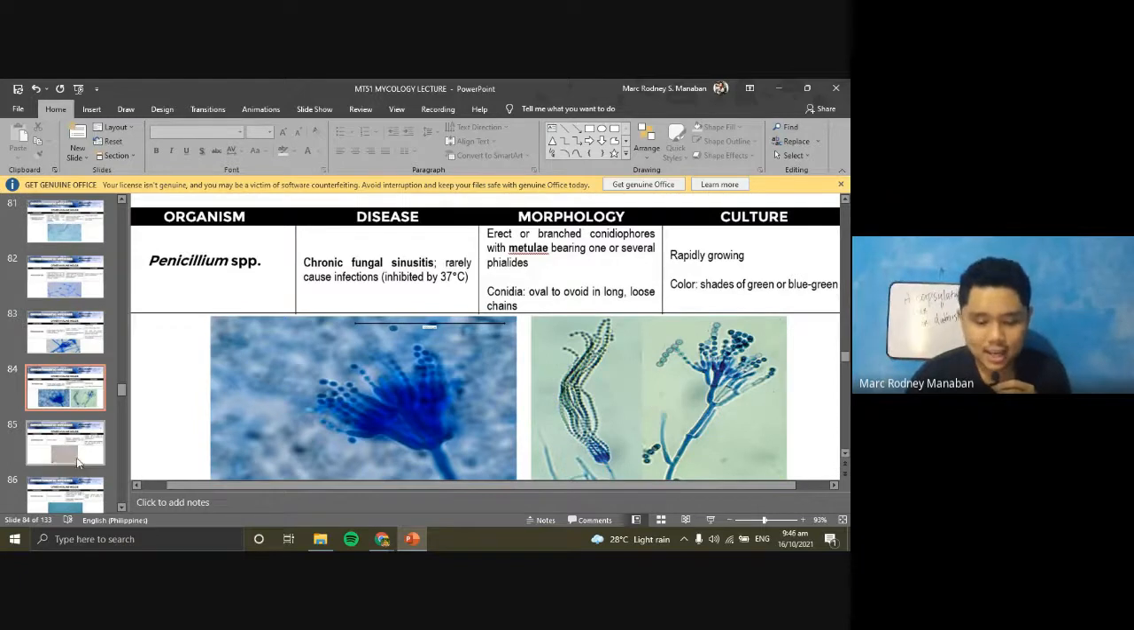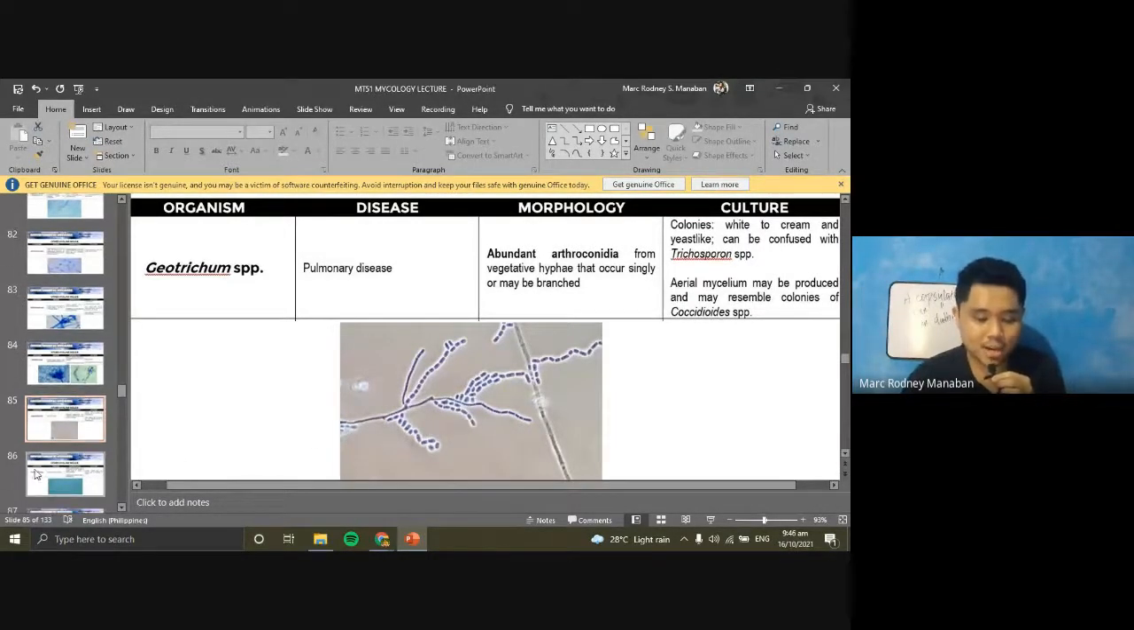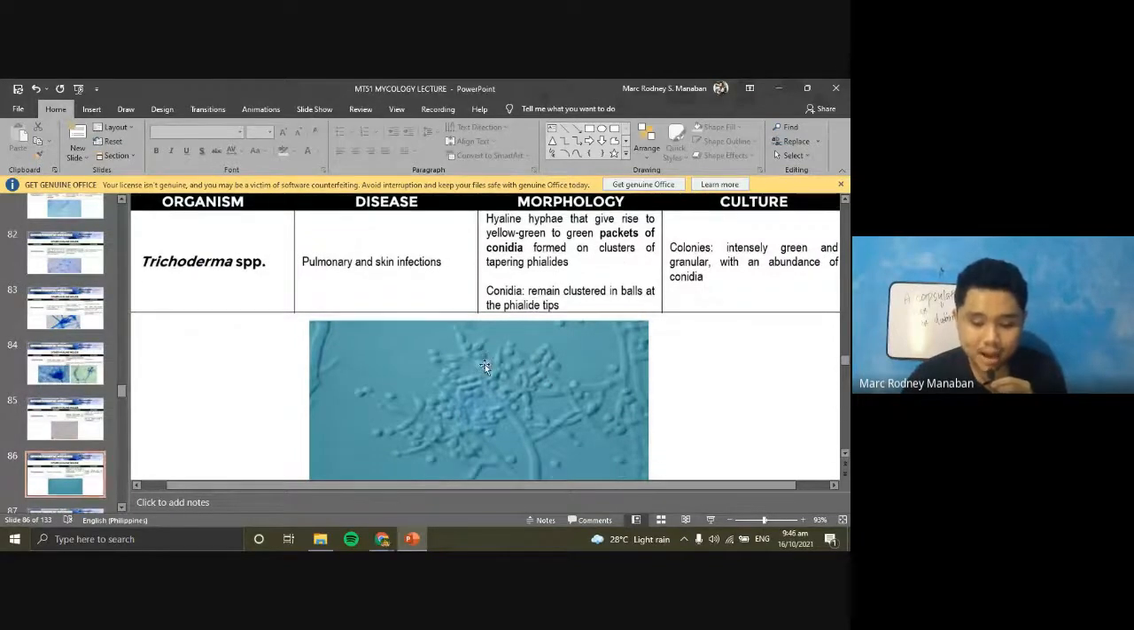All right. Next, you have your Geotrichum, pulmonary disease. Very important to take note of the arthroconidia. Geotrichum candidum, Geotrichum species, arthroconidia. It may resemble Trichosporon, and the colonies may resemble Coccidioides species. Geotrichum, arthroconidia only. That's what you have to remember.